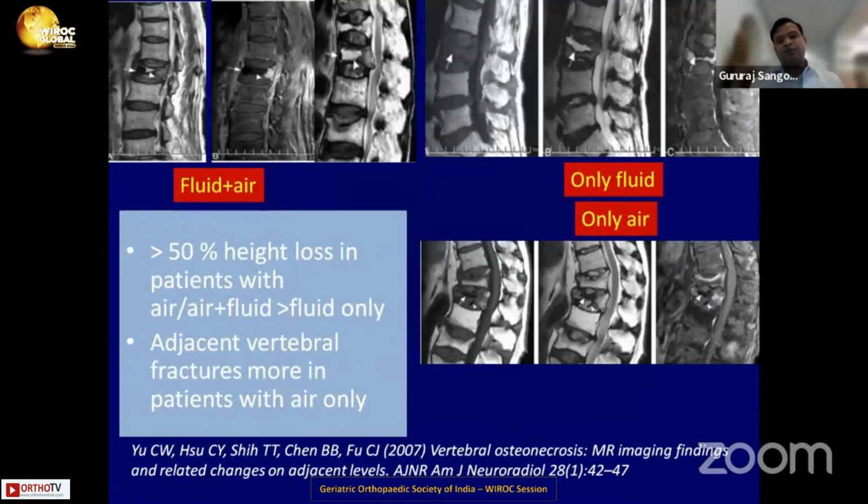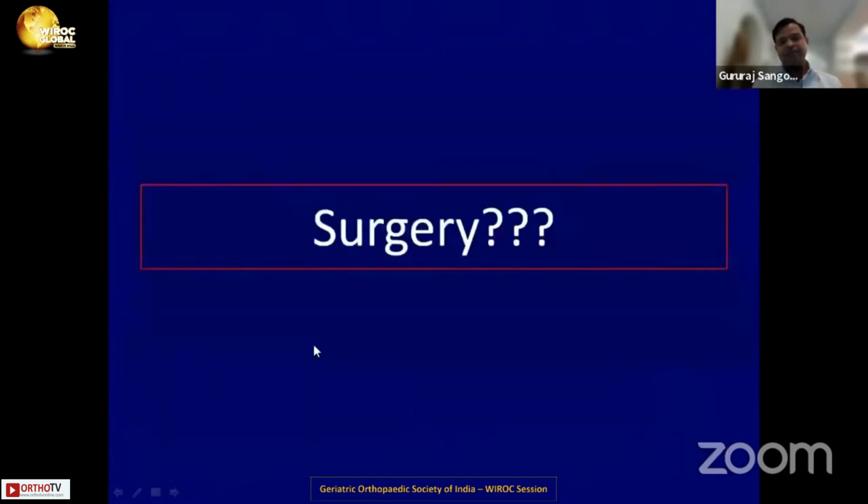So there's another question: how can we predict on the MRI? We all see these kinds of pictures: fluid plus air, only fluid, and only air. More than 50% height loss happens when air is seen, or fluid plus air is seen. So whenever you see air in the fractured vertebra, it's going to collapse. And if you have only fluid, maybe adjacent level fractures happen.